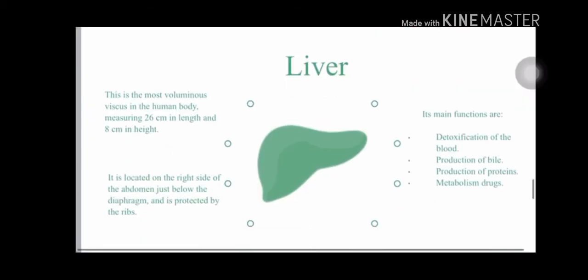Accessory organs of digestion. Liver. It is located on the right side of the abdomen just below the diaphragm and is protected by the ribs. This is the most voluminous organ in the human body, measuring 26 centimeters in length and 8 centimeters in height. Its main functions are detoxification of the blood, production of bile, production of proteins, and metabolism of drugs.